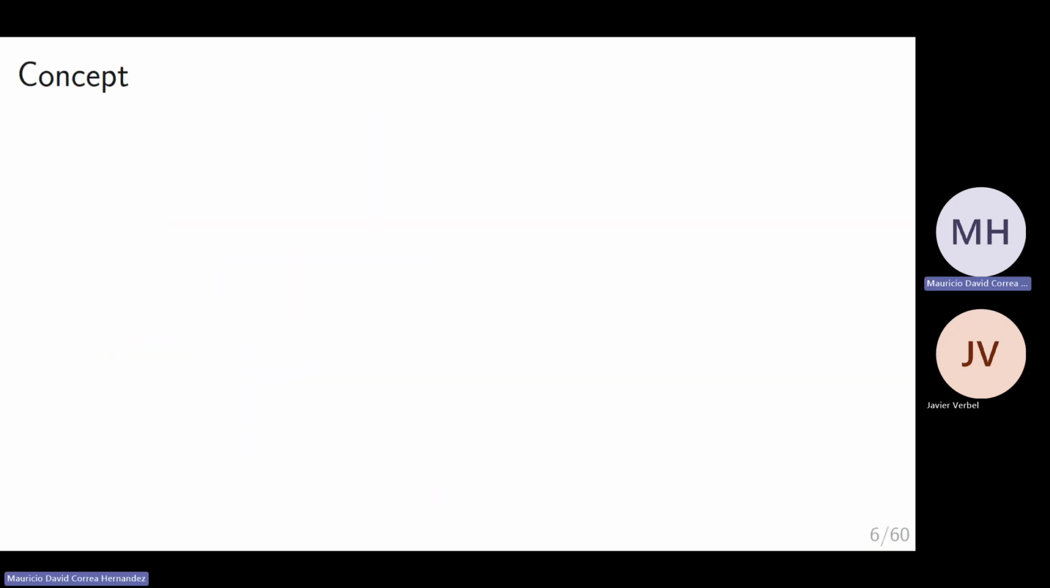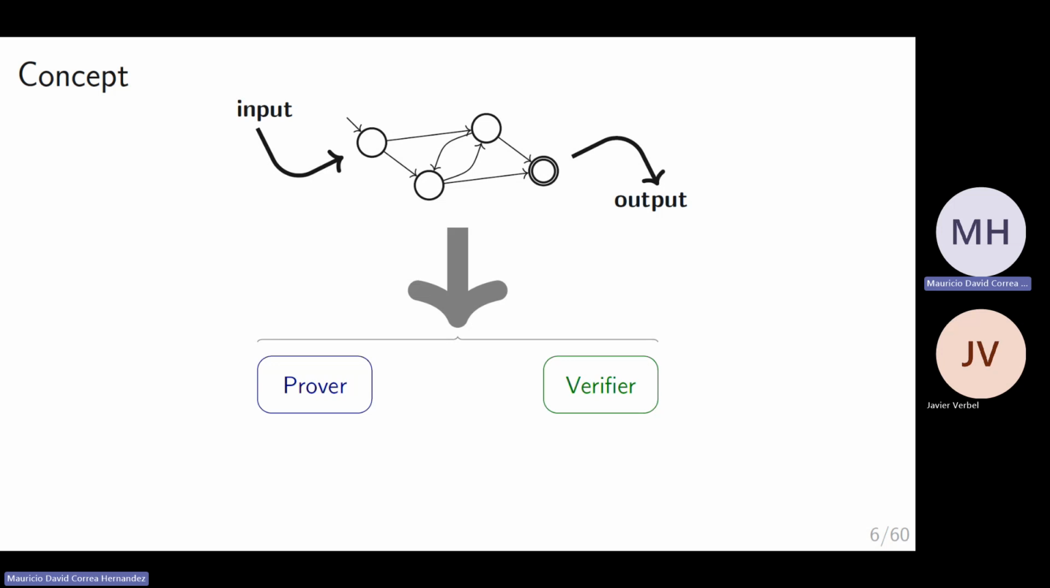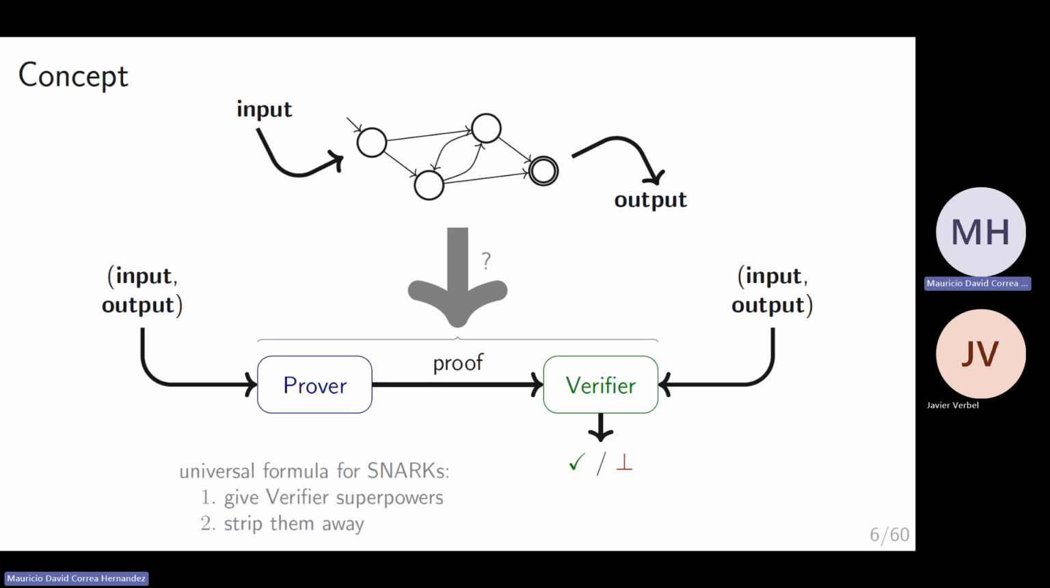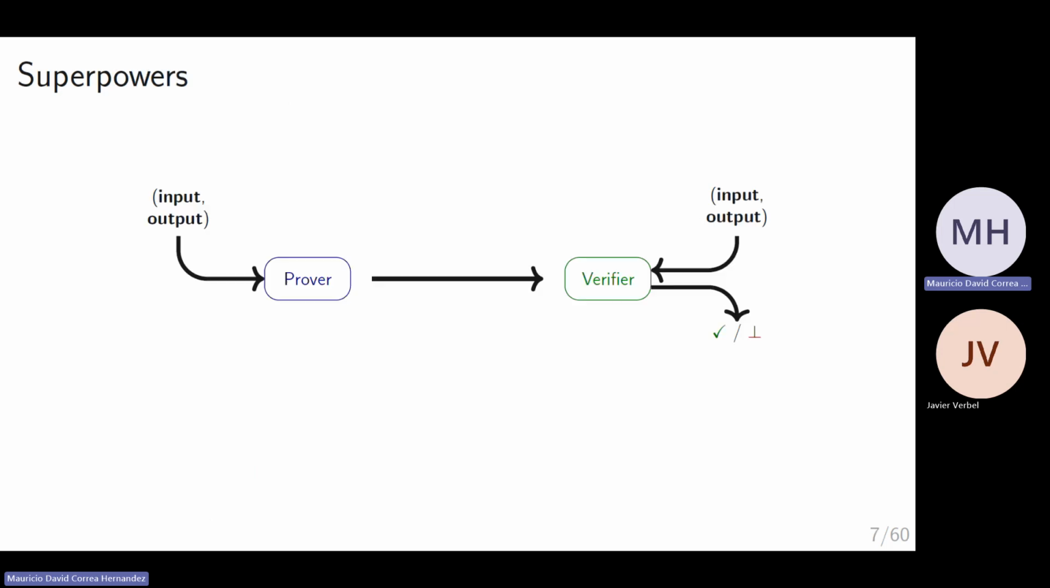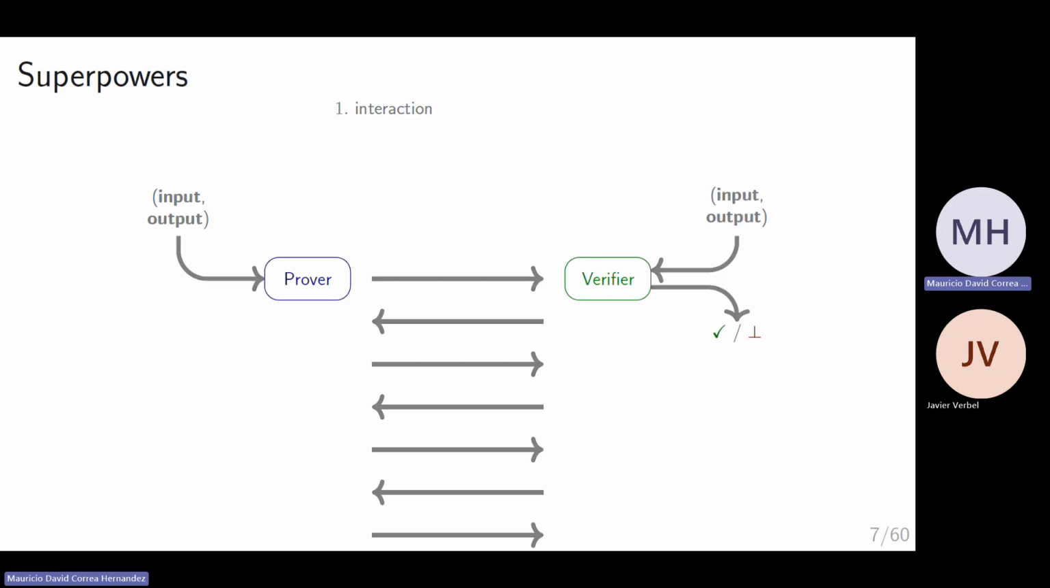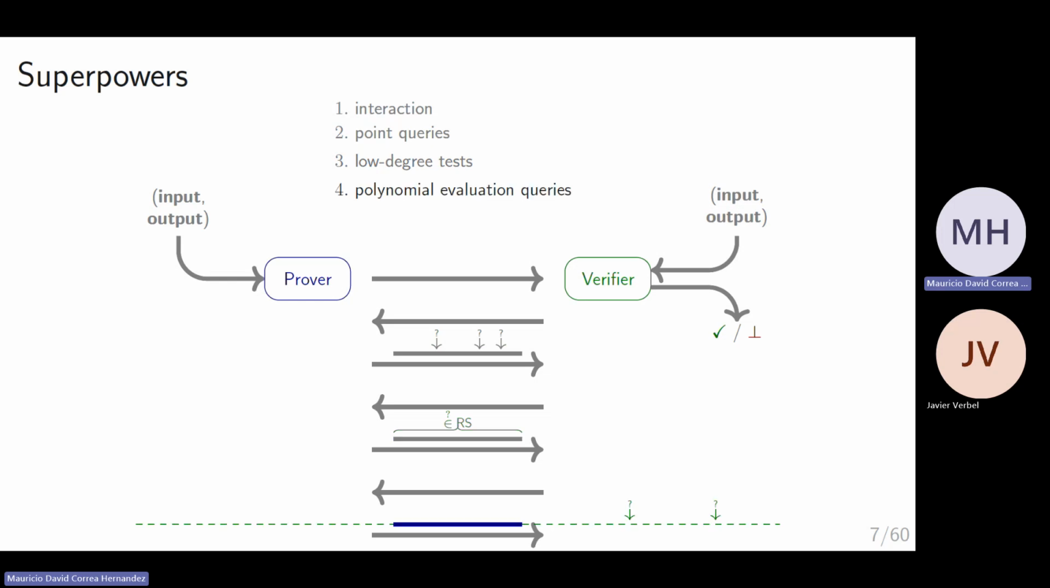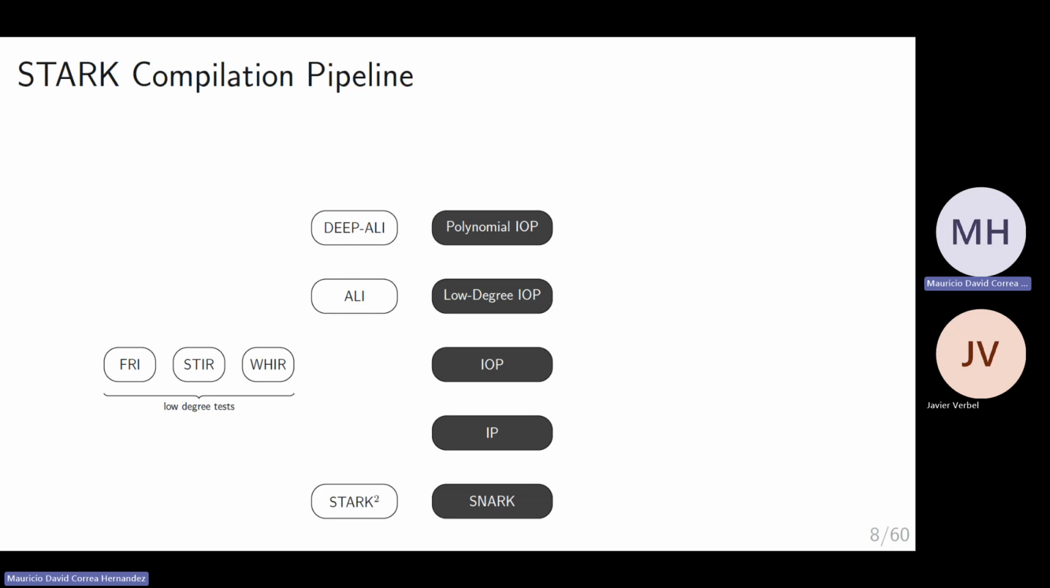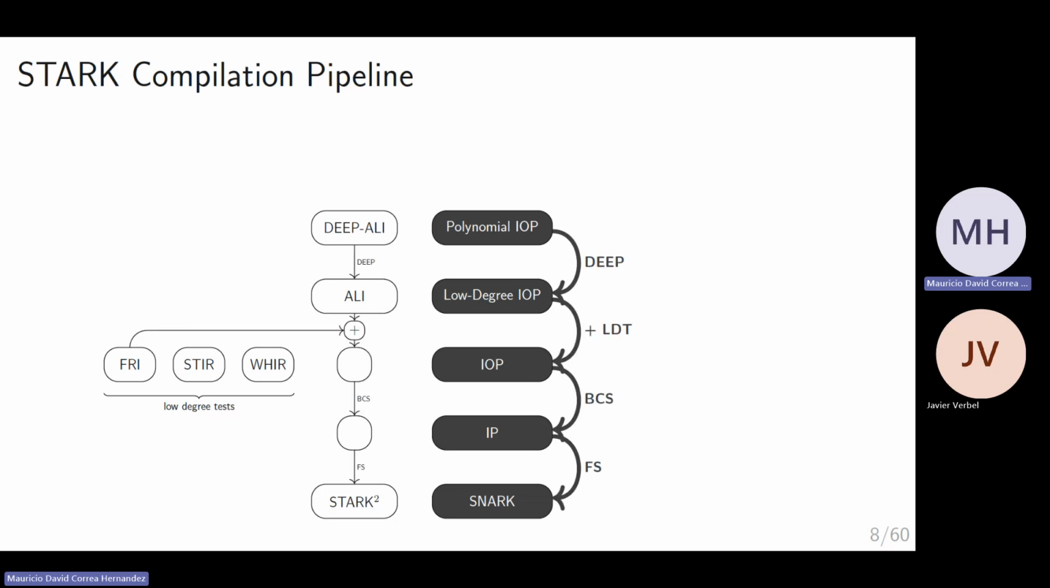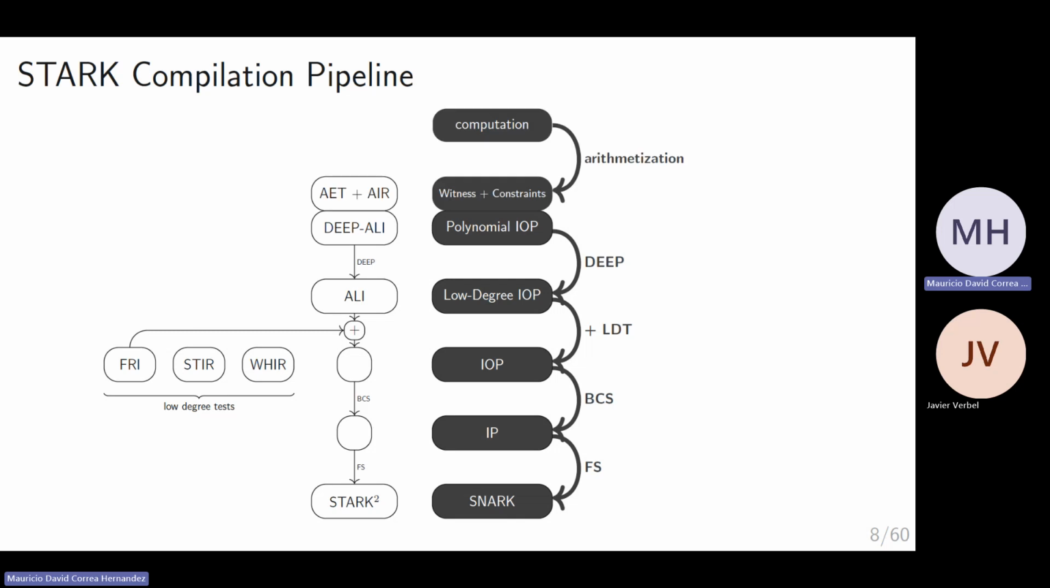There are various definitions of SNARKs, and the idea is that we split up the computation in the prover and the verifier. The way we build SNARKs is by giving the verifier superpowers, which we then strip away through cryptographic simulation. We see a couple of superpowers. Interaction is one of them. Point queries in long vectors is another one. Low-degree tests is another one. Evaluation queries to a polynomial is another superpower. And we've already stripped away this one. That was the IOP model. And by the way, there's this whole compilation pipeline that follows from stripping away superpowers from the verifier.